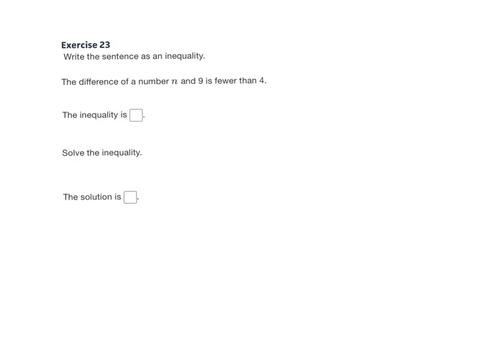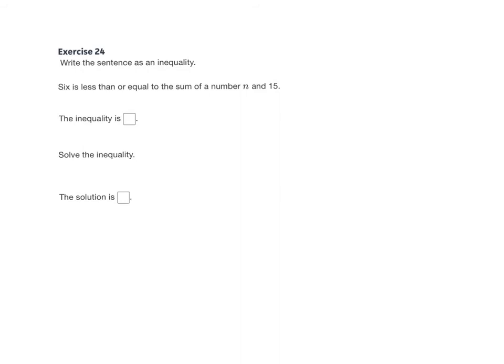Number 23, the difference of n and 9 is fewer than 4. So here is the inequality. N minus 9 less than 4. To solve the inequality, we would add 9 to both sides. That would give us n is less than 13. The solution should be any number less than 13.